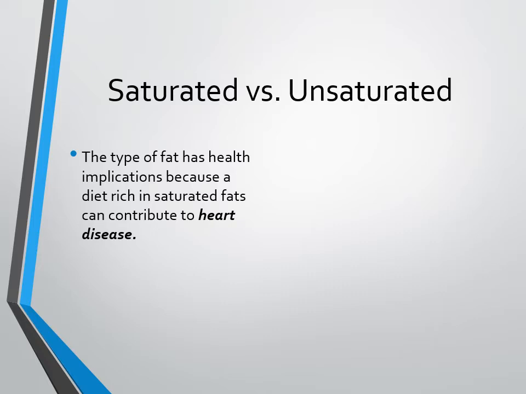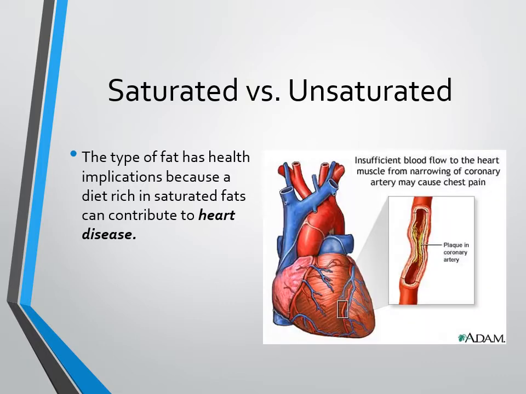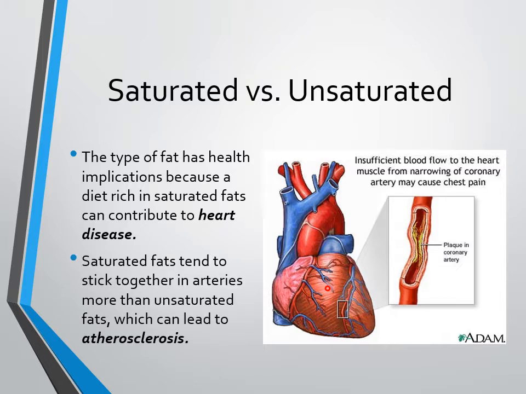The type of fat has health implications because a diet rich in saturated fats can contribute to heart disease. So right here, there is plaque building up in these arteries, and blood is not able to go through that. Saturated fats tend to stick in the arteries more than unsaturated because they're straight lines. So if they're going straight in through the artery right here, they can get stuck on the sides. These unsaturated can kind of bundle up and pass through the arteries where they don't stick onto the sides.